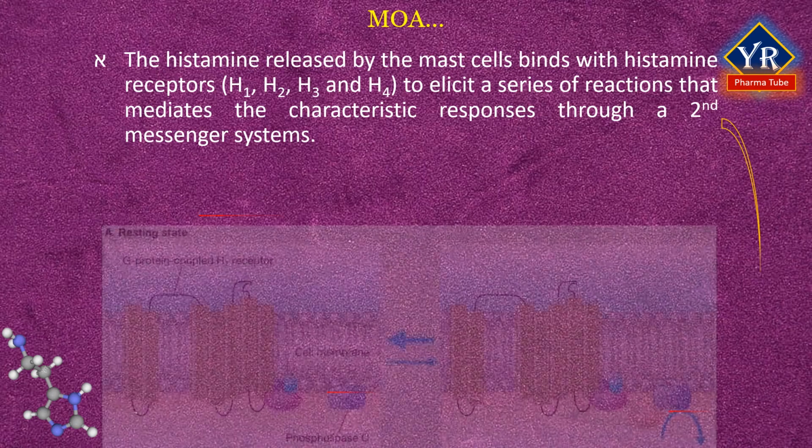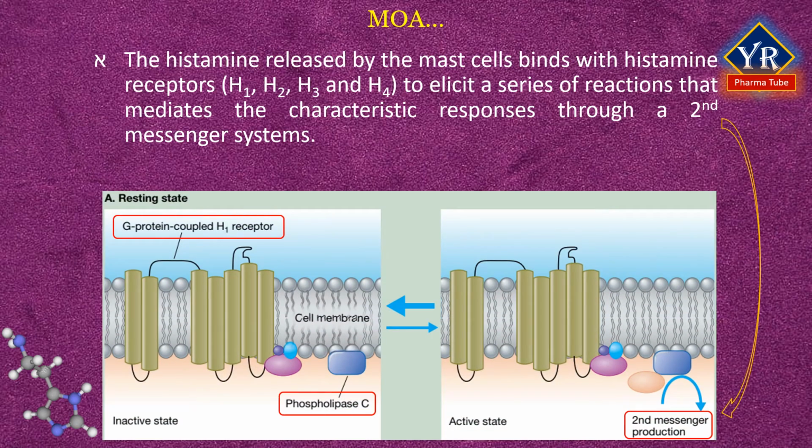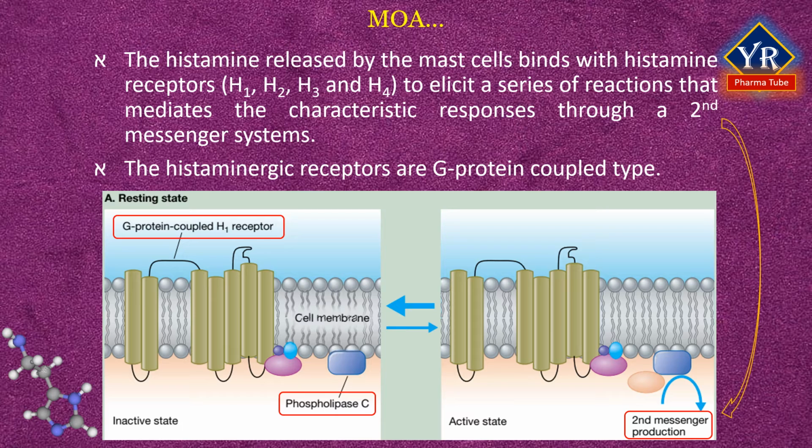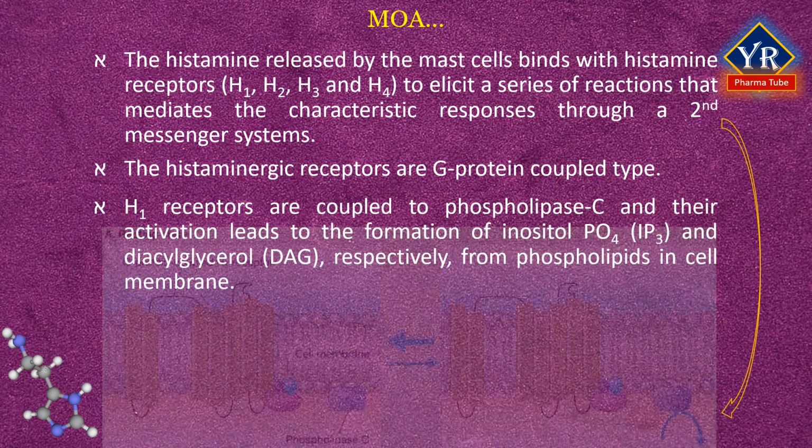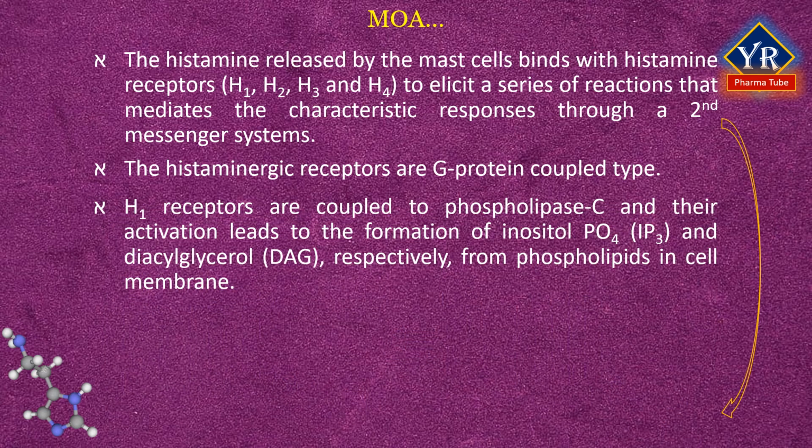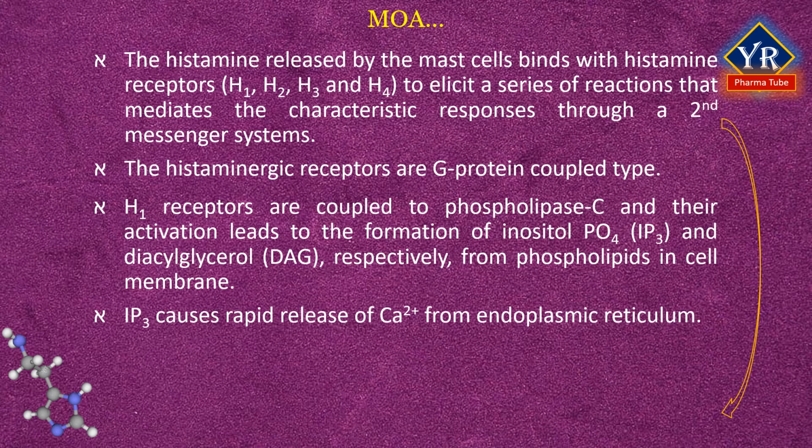The histamine released by the mast cells binds with histamine receptors such as H1, H2, H3 and H4 to elicit a series of reactions that mediate the characteristic responses through second messenger systems. The histaminergic receptors are G protein coupled type. H1 receptors are coupled to phospholipase C, and their activation leads to the formation of inositol triphosphate, that is IP3, and diacylglycerol, abbreviated as DAG, from phospholipids in the cell membrane.